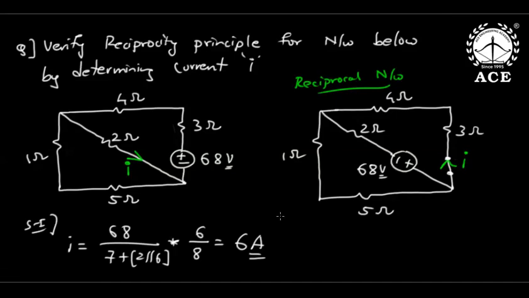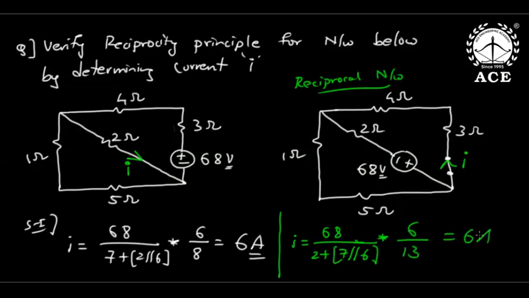So let us also find this current, sir. Now this current will again be total voltage 68 by total resistance. This time total resistance is 2 plus 2 plus, now this branch and this branch are parallel, 7 in parallel to 6. Current division: this current will be the total current into the opposite 6, over the sum 6 plus 7, 13. Again you see this is 6 amperes only. Wonderful, sir. So here reciprocity is verified.